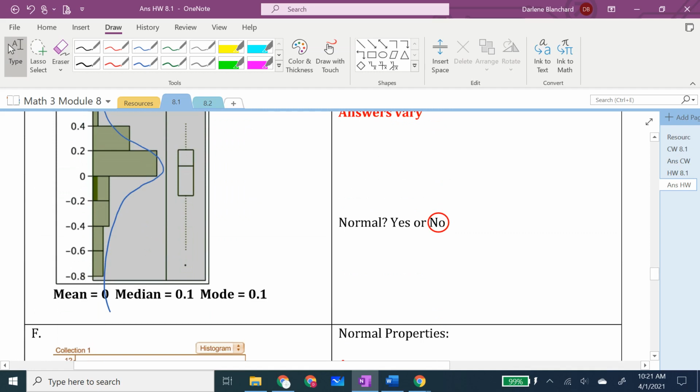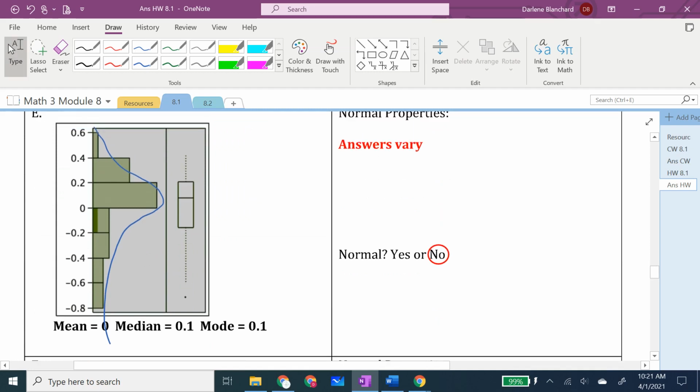Okay. Yeah, I think you guys might. Do you even remember the last class you were in when you did box whisker plots? Don't even remember. Yeah.